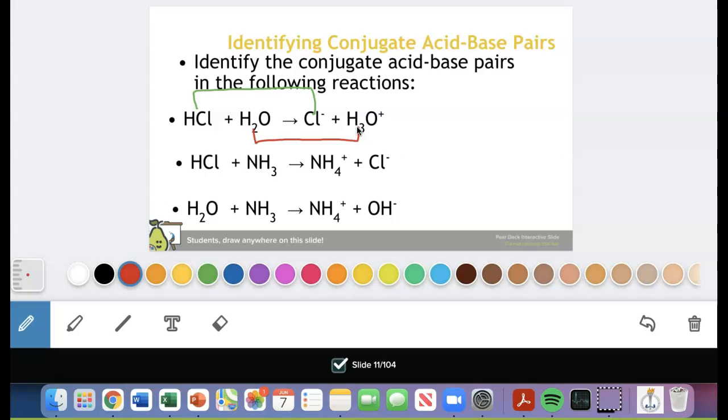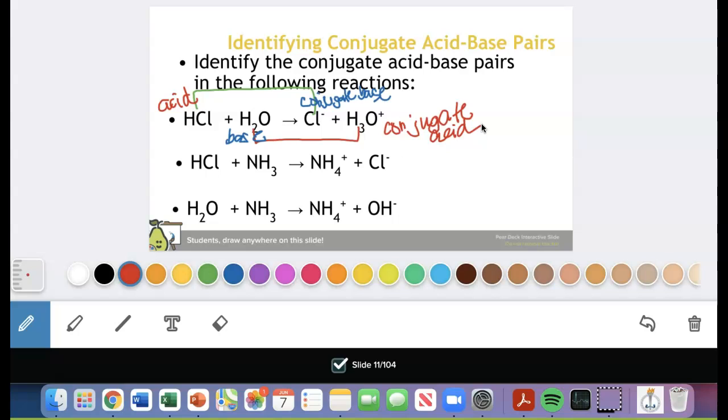So what happened to HCl? It lost a hydrogen ion. That makes it an acid, which by default makes its partner, right here, the Cl minus, a conjugate base. Okay, well that makes the water the base over here. How do I know? It accepted, it gained a hydrogen. It went from H2O to H3O. So that makes this guy its conjugate acid. So these are the conjugate acid-base pairs.